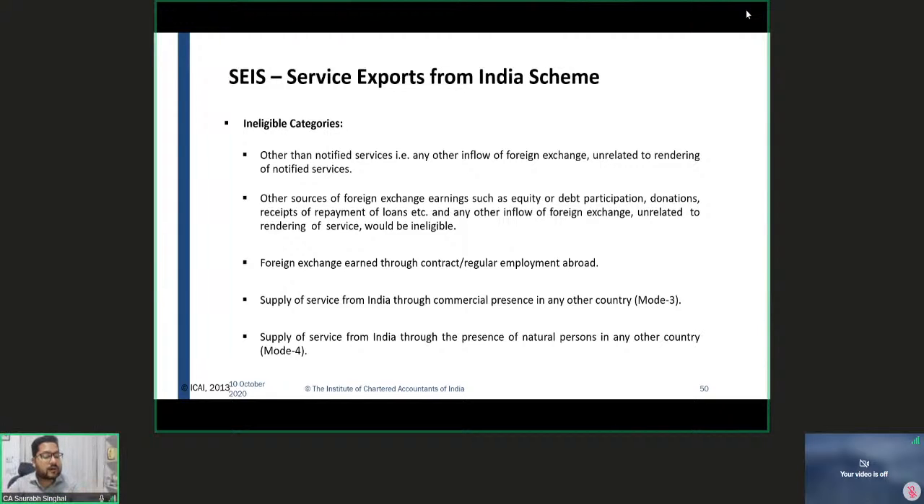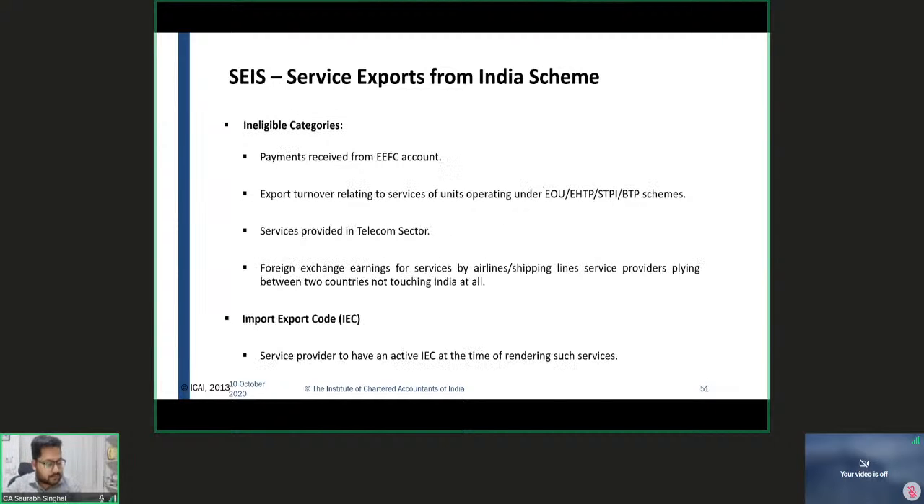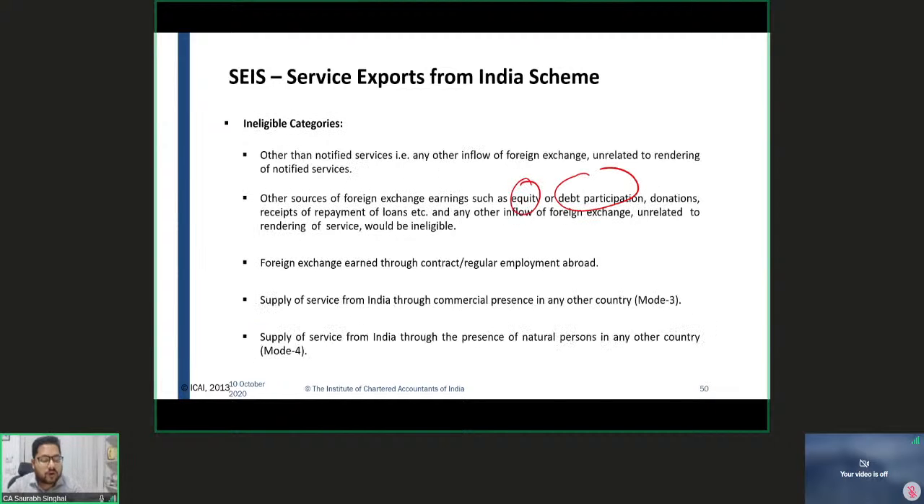Suppose you have got foreign currency on account of equity or debt participation, not on account of any service. Obviously, it is not a SEIS reward eligible amount. Suppose somebody has got foreign exchange because he is employed outside India. That is not for any service. So that person will also not get SEIS reward. Maybe that foreign exchange is more than $15,000 or $10,000, but still you will not get it because it is not for any service.